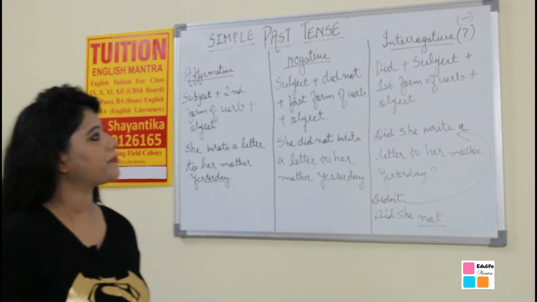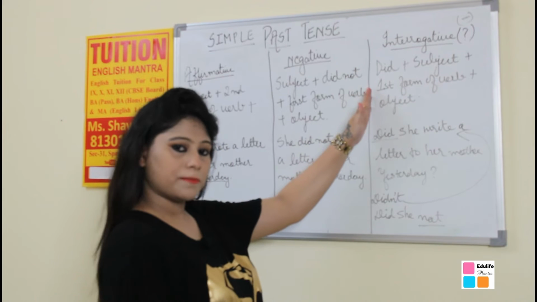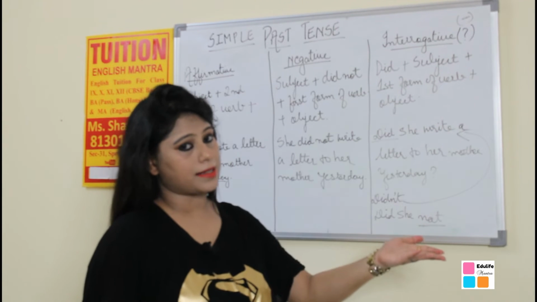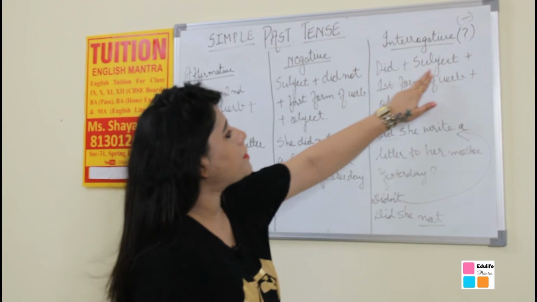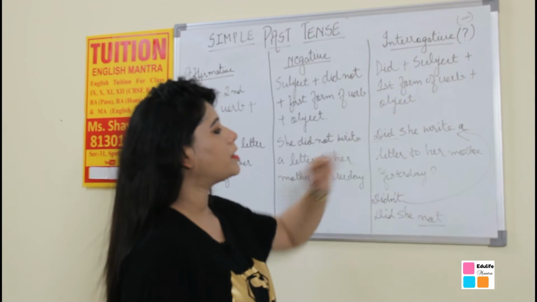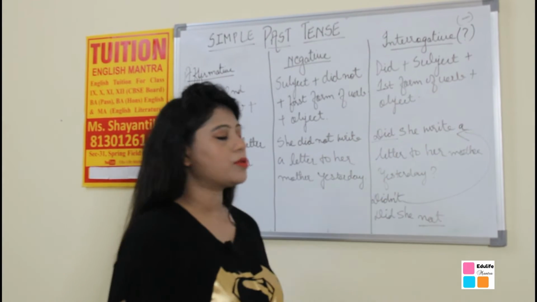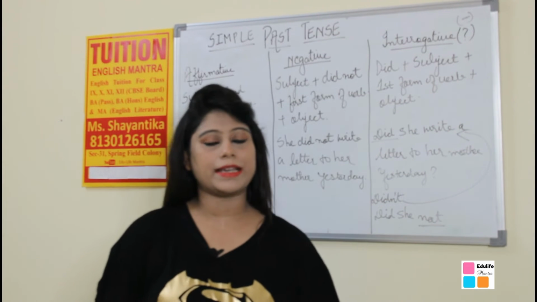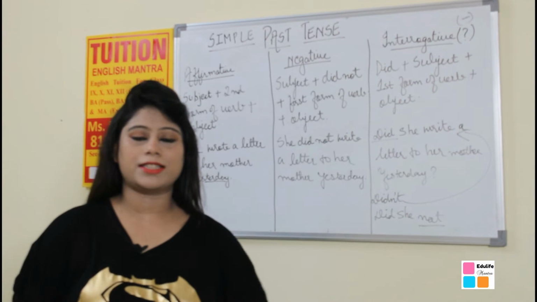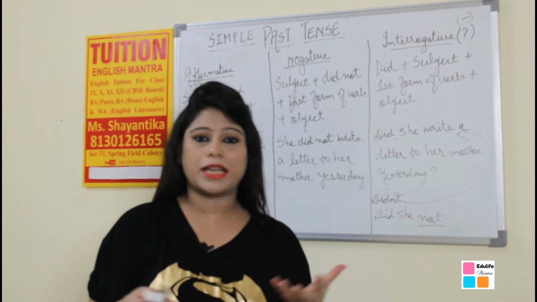So like this. For interrogative, did comes before the subject because we are asking the question. So the helping verb did is before the subject. Did plus subject plus first form of verb plus object. For example, did she write a letter to her mother yesterday? Did we go for the party last week? Did they dance on any of the songs day before yesterday?